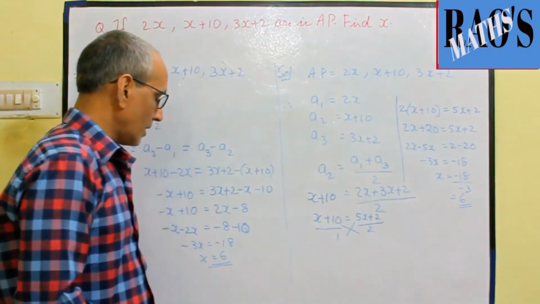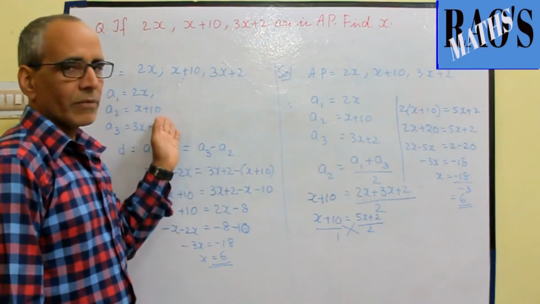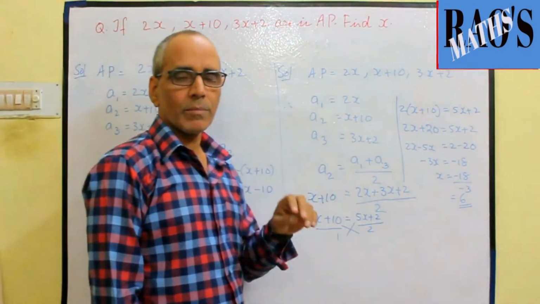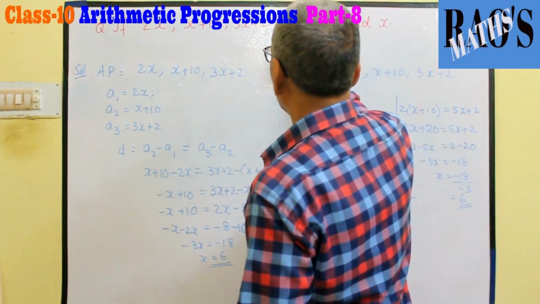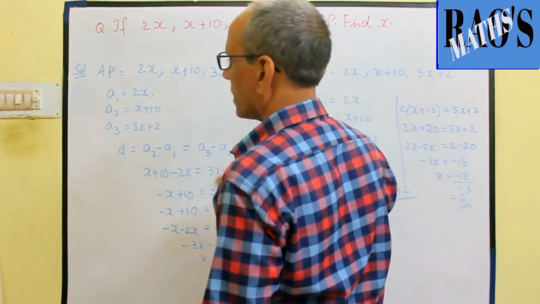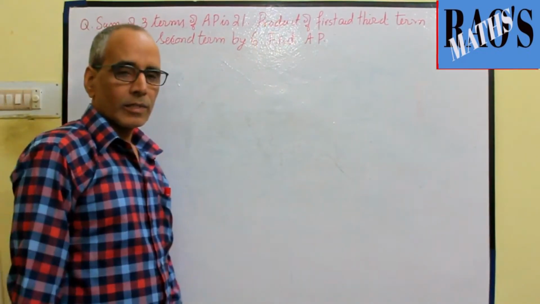Okay. The same question can be solved in two ways. One is by taking the common difference of any two successive terms as the same, or by taking the main concept. Both types are very important, and this is also an important solved question. That's one more question. Here is the third question.